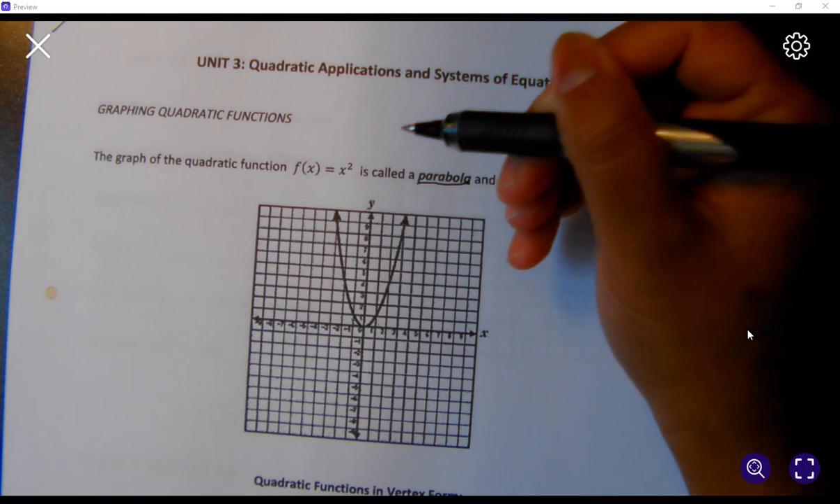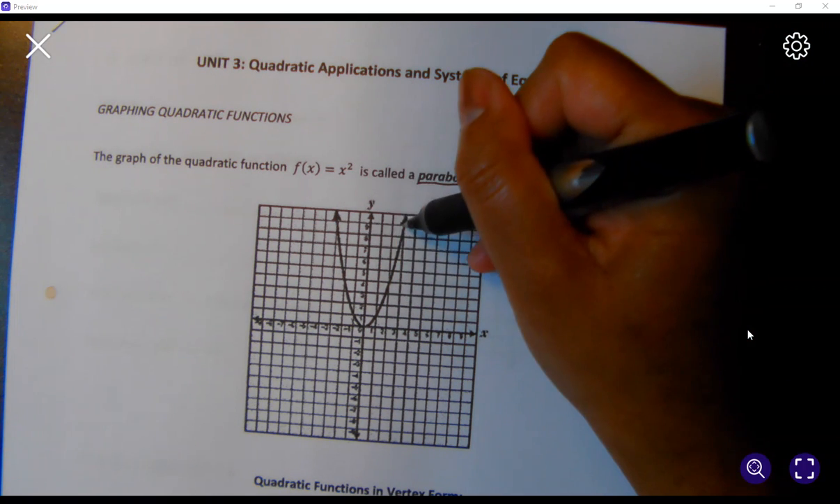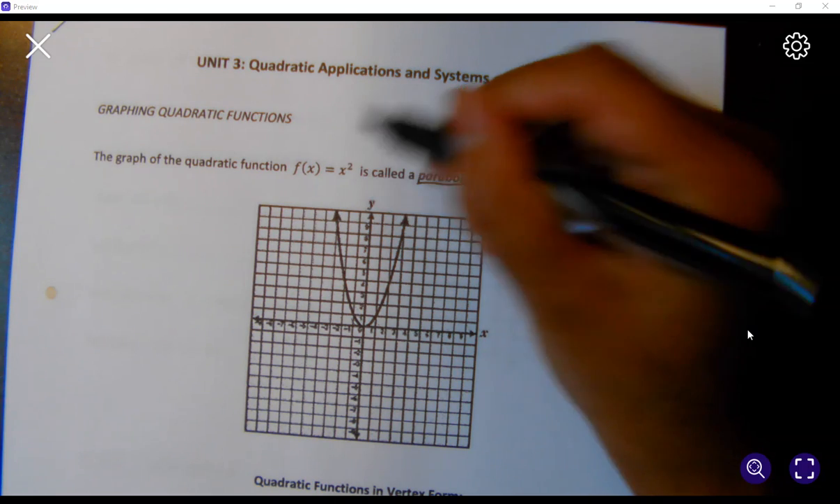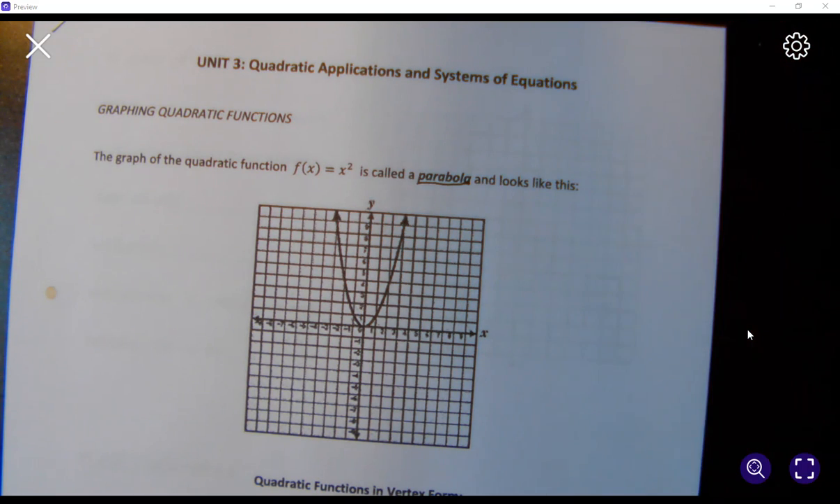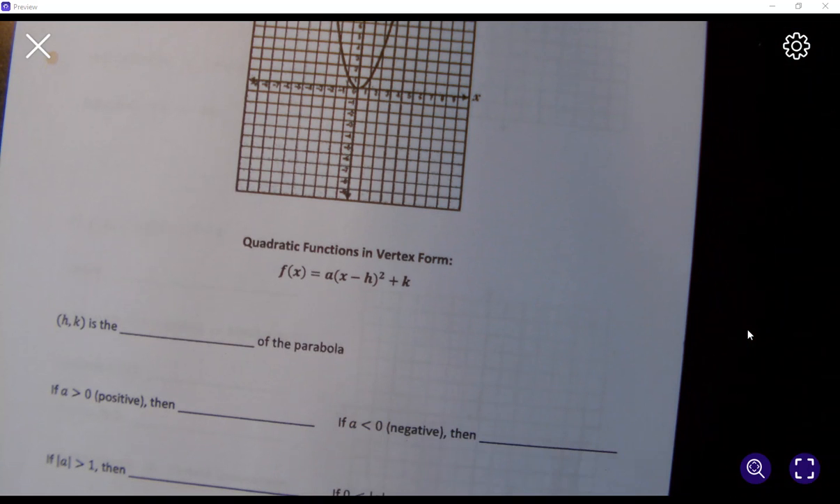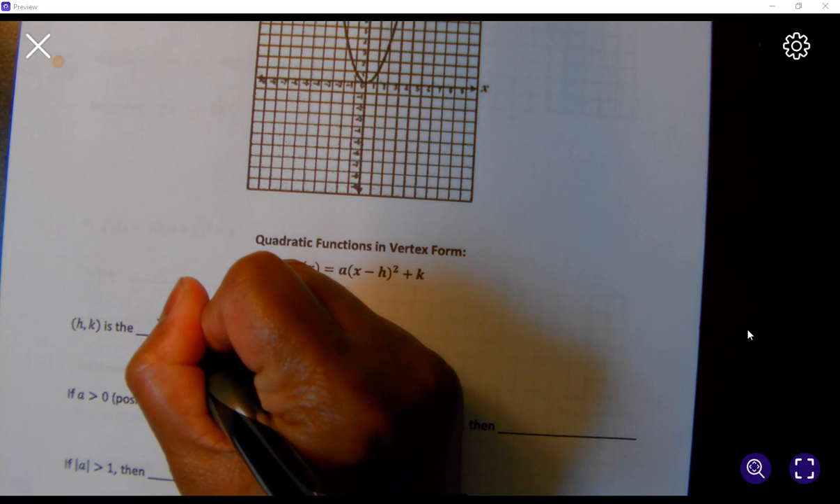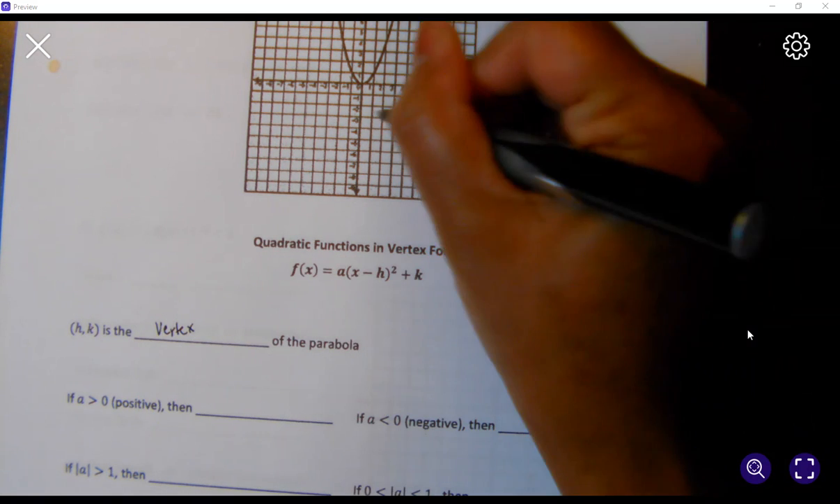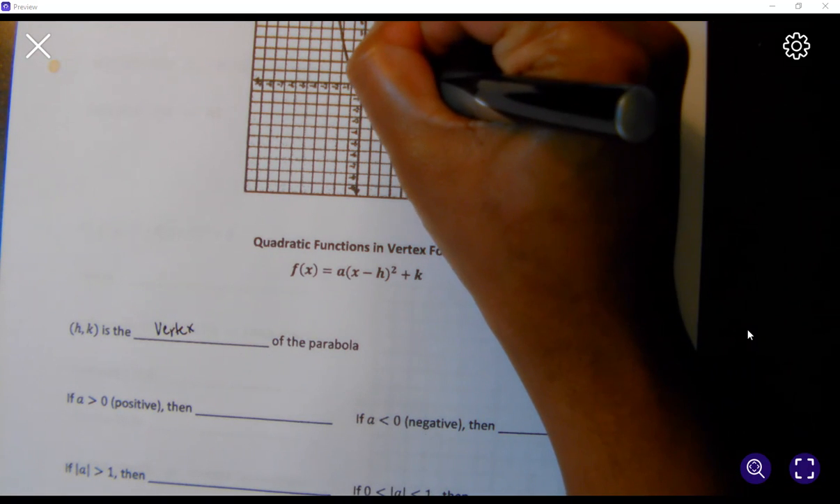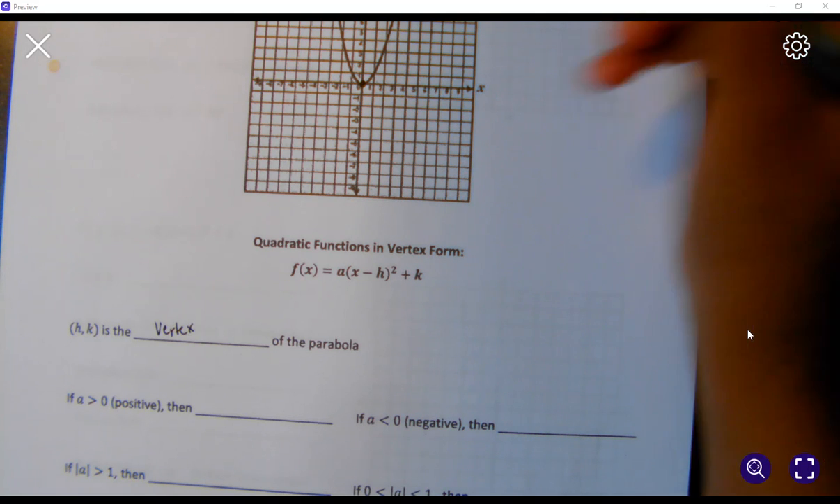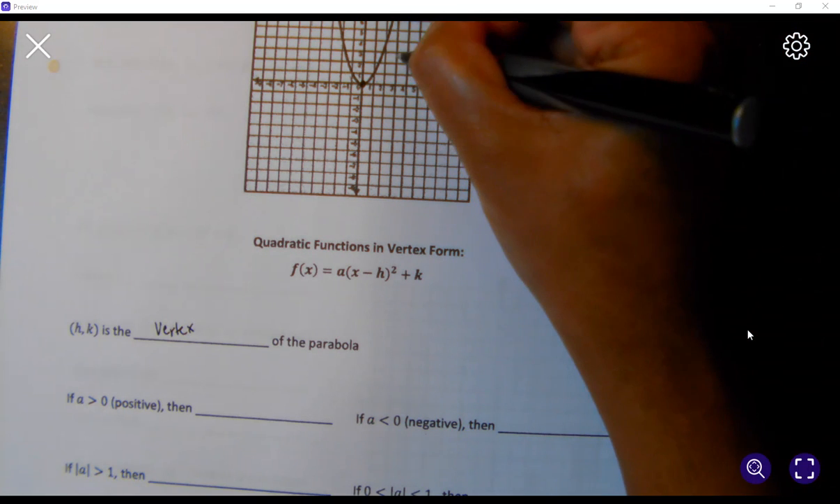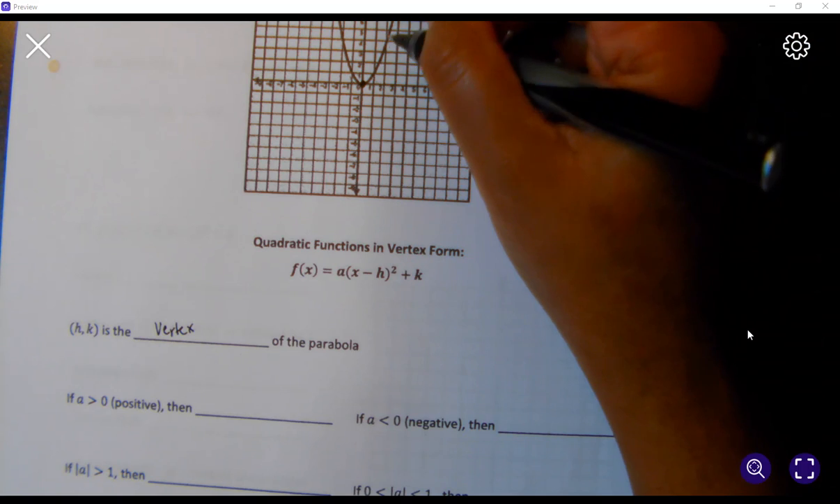And this is the parent function. So this is the shape of a quadratic parent function. So a couple of things here. So the vertex, so here, of the parabola is this point right here. And then, it could be a low point, or if it's upside down, it could be a high point.